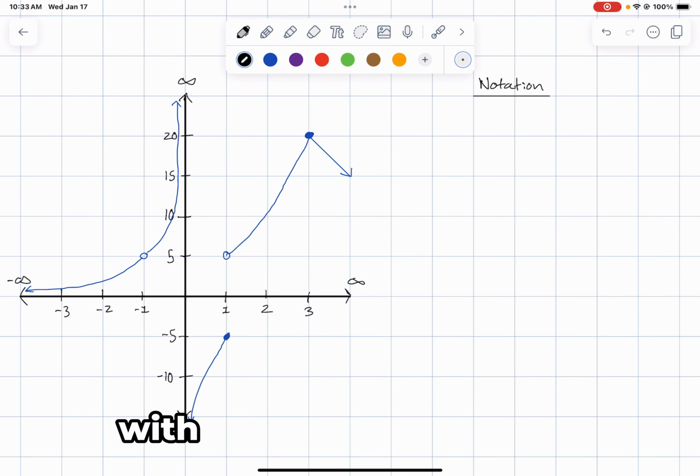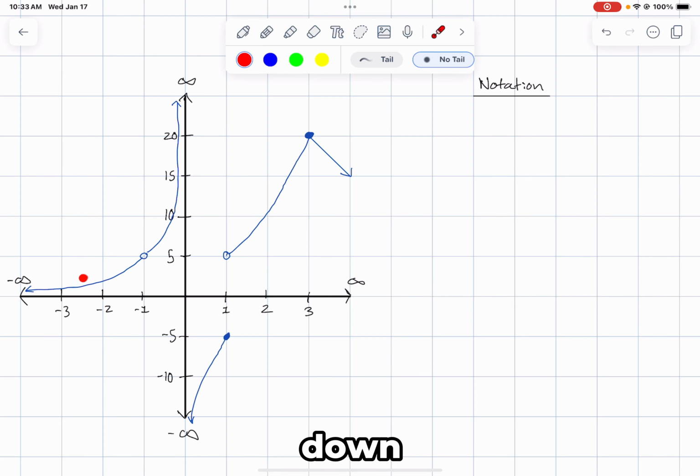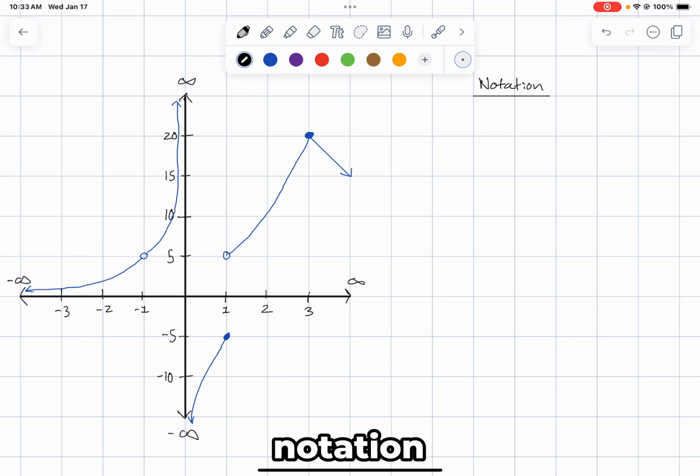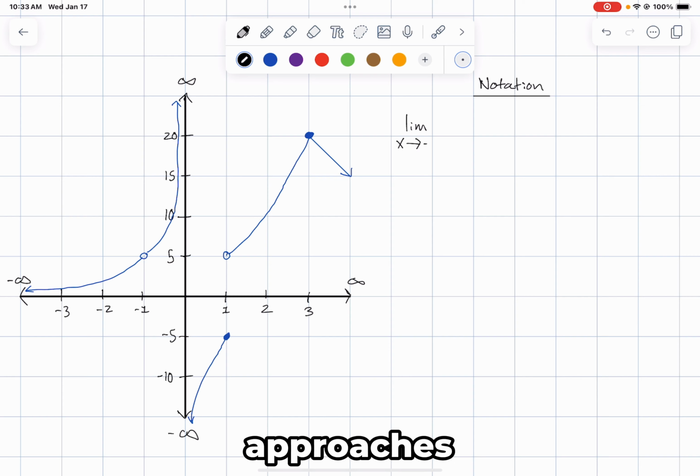So let's start with the limit as we go to negative infinity. Here we can see that as we're going down, we get to negative infinity, and it looks like the line y equals 0 is a horizontal asymptote. So as we get closer and closer to negative infinity, we're going to get closer and closer to 0. So the way we would write this in limit notation would be the limit as x approaches negative infinity of f of x is equal to 0.